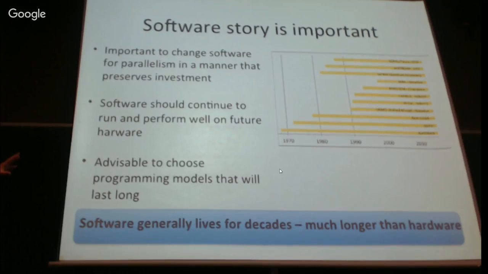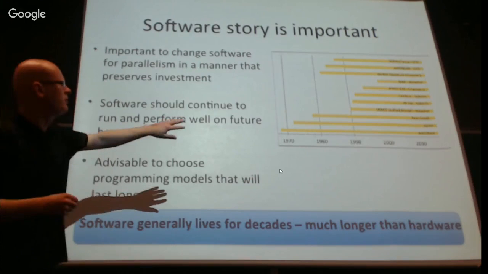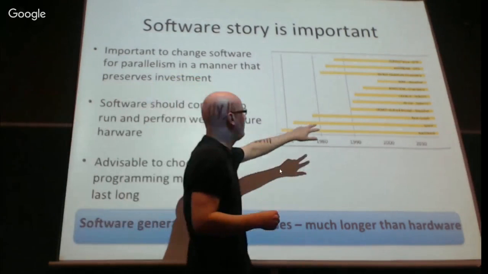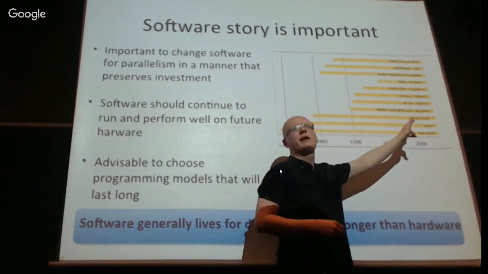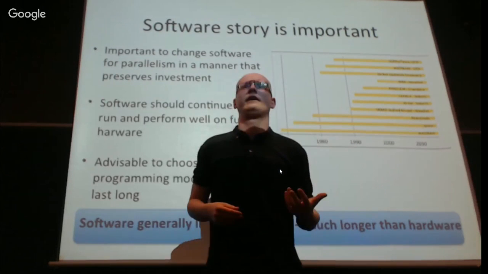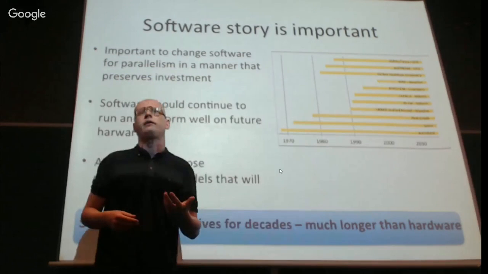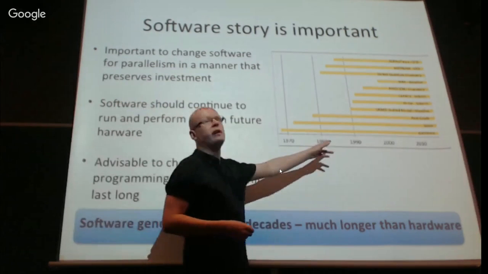It's advisable to choose programming models that will last long. That's the point I'm trying to emphasize here. Software is generally used for decades, much longer than hardware. That's for sure. And here are some examples. I know the resolution is quite poor, but if I look at community codes here, I see the UK Met Office Unified Model, the code they use for their operational forecasts in the UK, and that's been around since 1990.